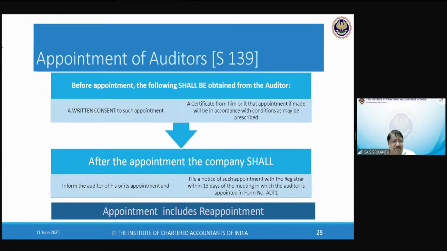Obviously, the last company. Appointment includes reappointment. See what will happen now. You are already auditor of 20 companies. You are appointed in the 21st company. That 21st company is not valid. You are disqualified. You got my point?